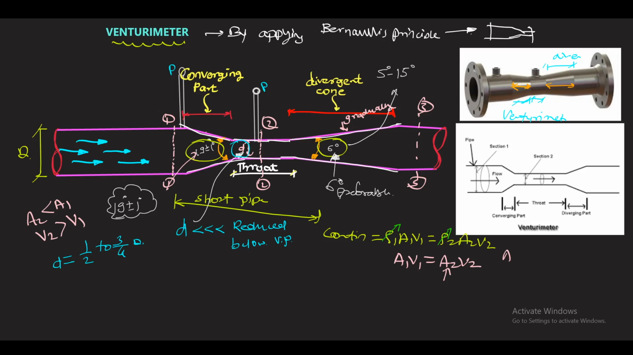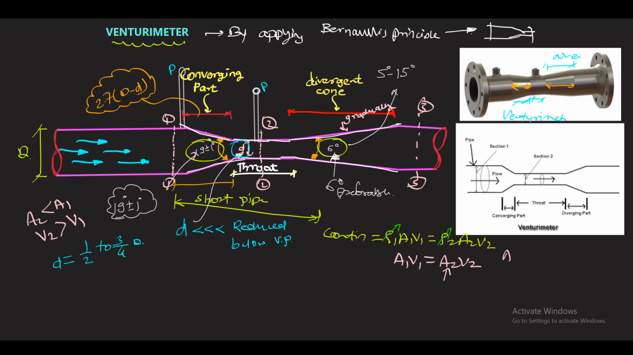Again, the convergent part length is given as around 2.7 into D minus d. So this is the value of the converging part. So this is all about the physical parameters and the construction of the venturimeter.